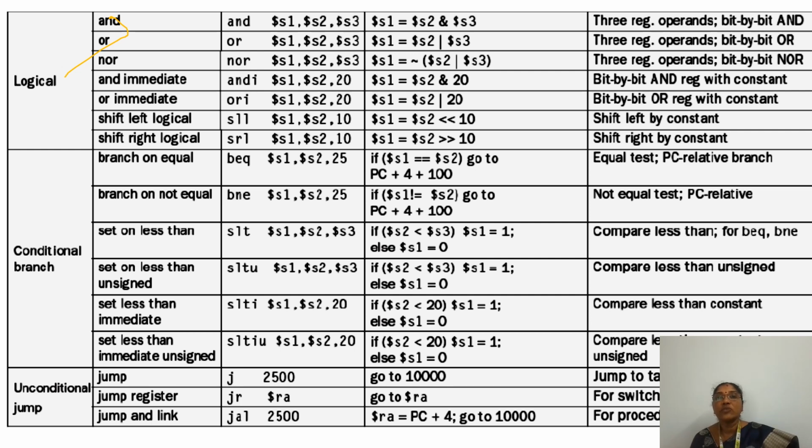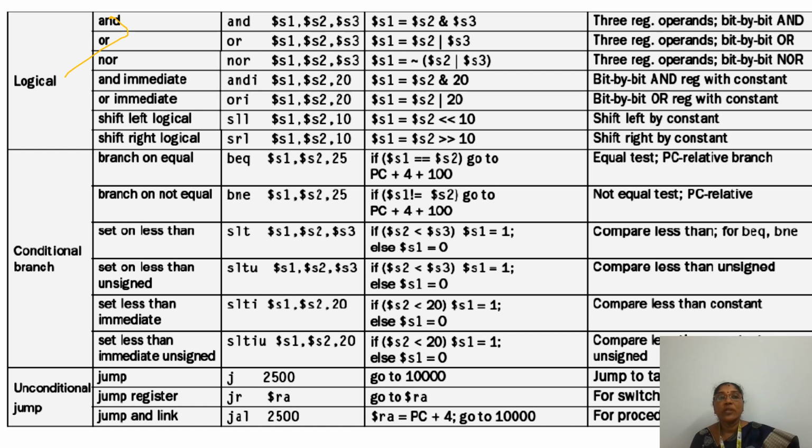Hence this 25 refers to 25 into 4, that is 100. And here, why is it given as PC plus 4 plus 100? In the sense, this PC is referred to as the program counter. So the processor is going to refer to the address in the program counter in order to execute the next instruction. This PC consists of the address of the next instruction to be executed. And hence, since it is given as 25 into 4, that is 100, plus the PC will be incremented by 4, and hence totally it will be PC plus 4 plus 100.